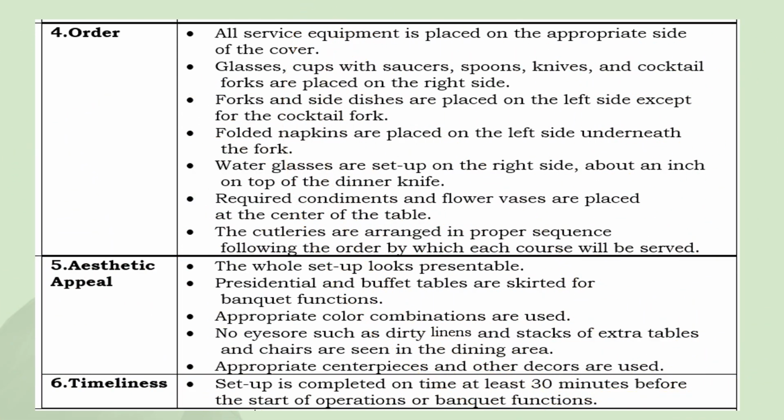Number 5, aesthetic appeal. The whole setup looks presentable. Presidential and buffet tables are skirted for banquet functions. Appropriate color combinations are used. No eyesore, such as dirty linens and stacks of extra tables and chairs, are seen in the dining area. Appropriate centerpieces and other decors are used. Number 6, timeliness. Setup is completed on time, at least 30 minutes before the start of operations or banquet functions.